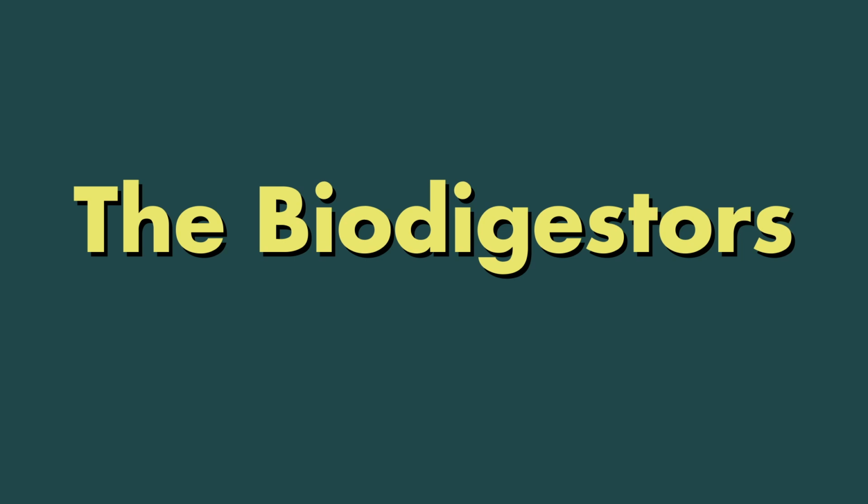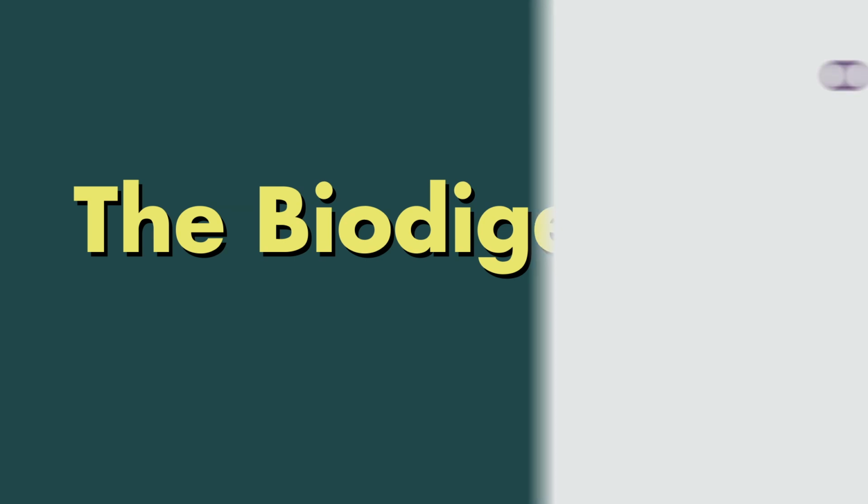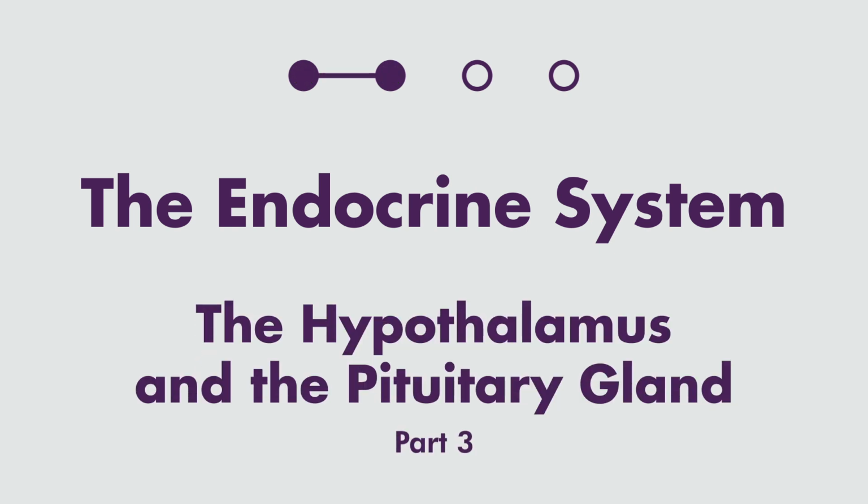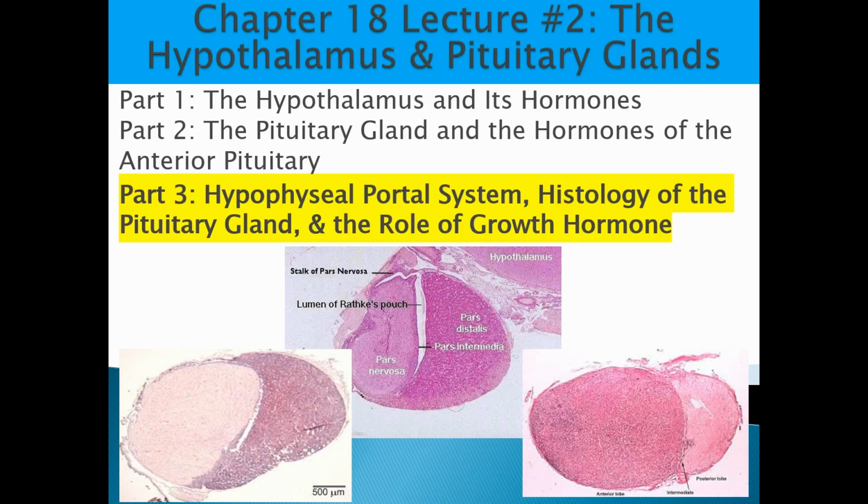Hello everyone, and welcome to the third and final part of lecture number 2 here. We're still moving along in the endocrine system, which happens to be Pearson's chapter 18 here, and we're continuing with the hypothalamus and the pituitary gland as we've covered in this lecture. So we're getting through the final details here.